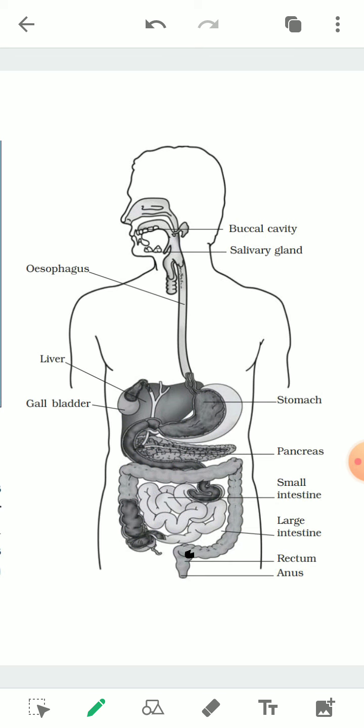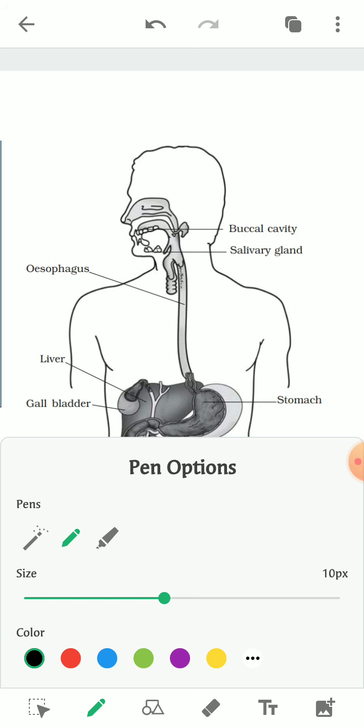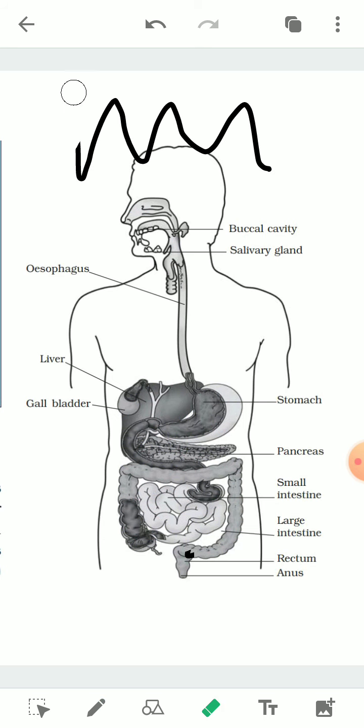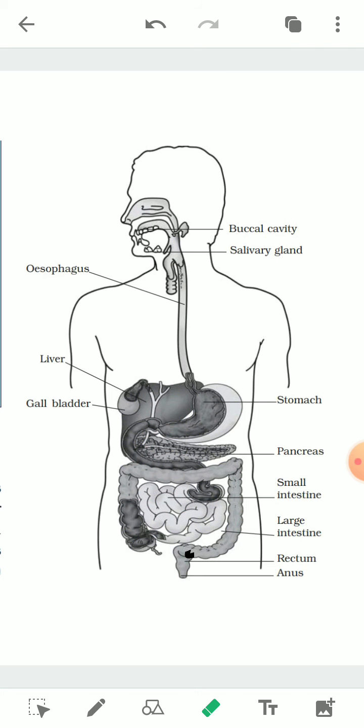The digested food now passes through the blood vessels in the wall of the small intestine, and there are some finger-like projections like this. These projections are called villi. This helps in increasing the surface area for absorption. These outgrowths help in the absorption of the food.